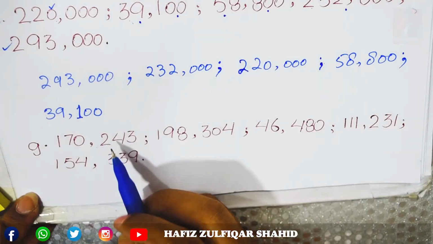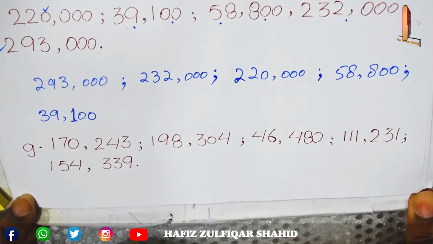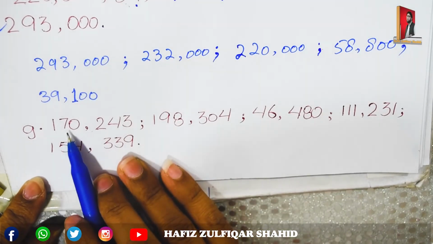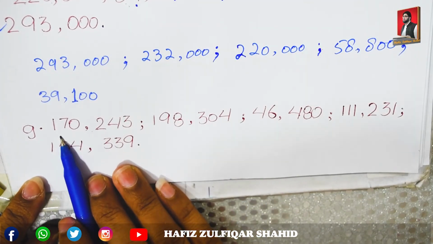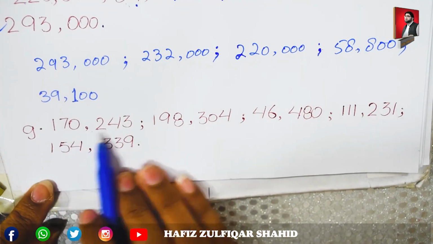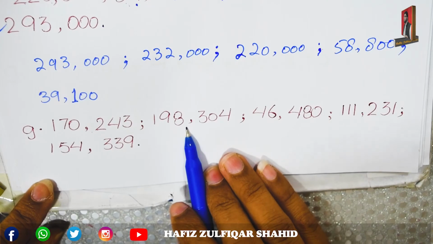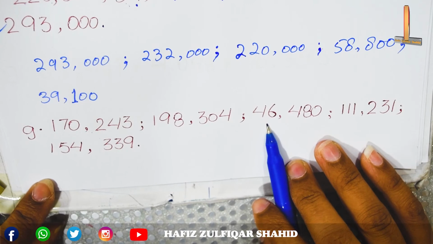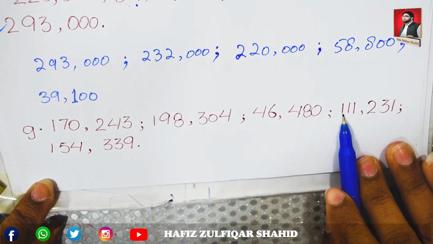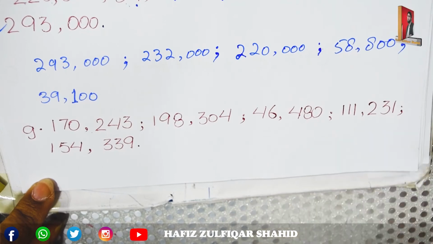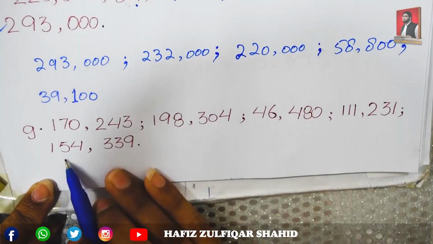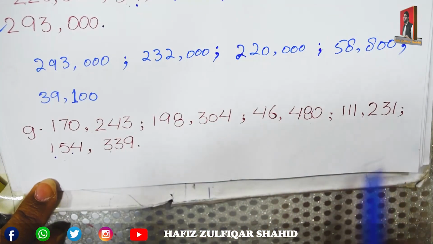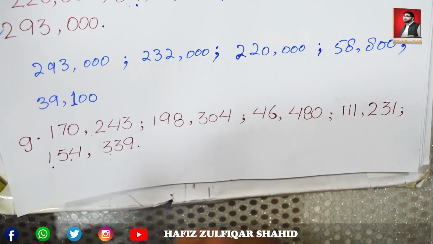Let's have another practice or comparison according to descending order. Here we have a bunch of values, and the first value is 170,243. Second one is 198,304. Third one is 46,480. Fourth one is 111,231. The last one is 154,339. Now compare all these and let's find out the largest one.